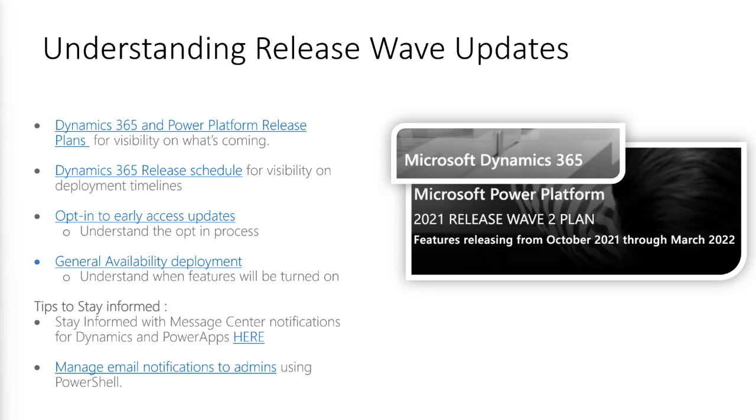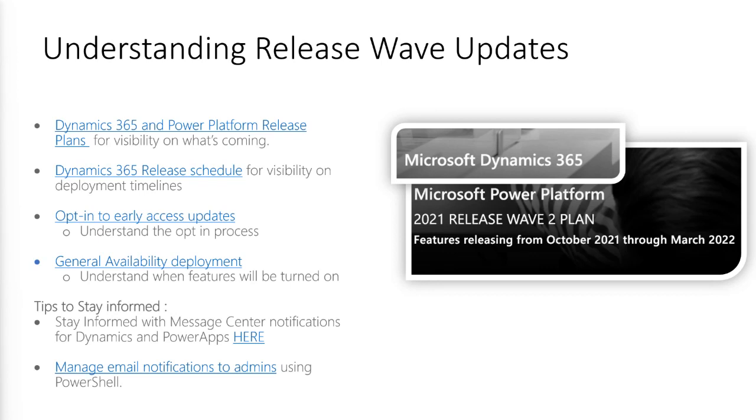The opt-in to early access updates page helps you understand the opt-in process for early access updates for Dynamics 365 environments. The general availability deployment page tells you that after the release wave is generally available, all environments will be automatically turned on to receive mandatory updates, which will enable the early access features and the generally available features of the release. So you will be able to see the generally available features that come with each release wave that we release twice a year.